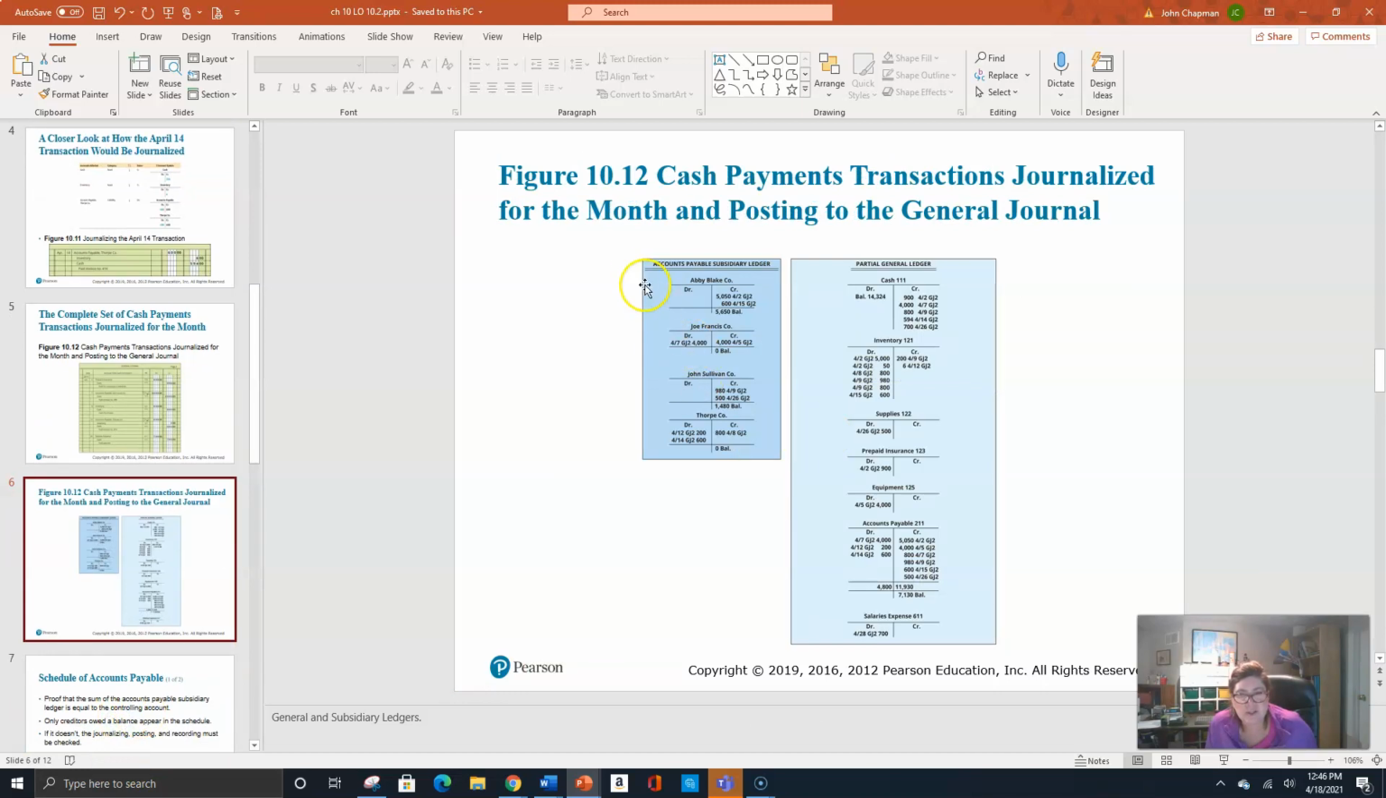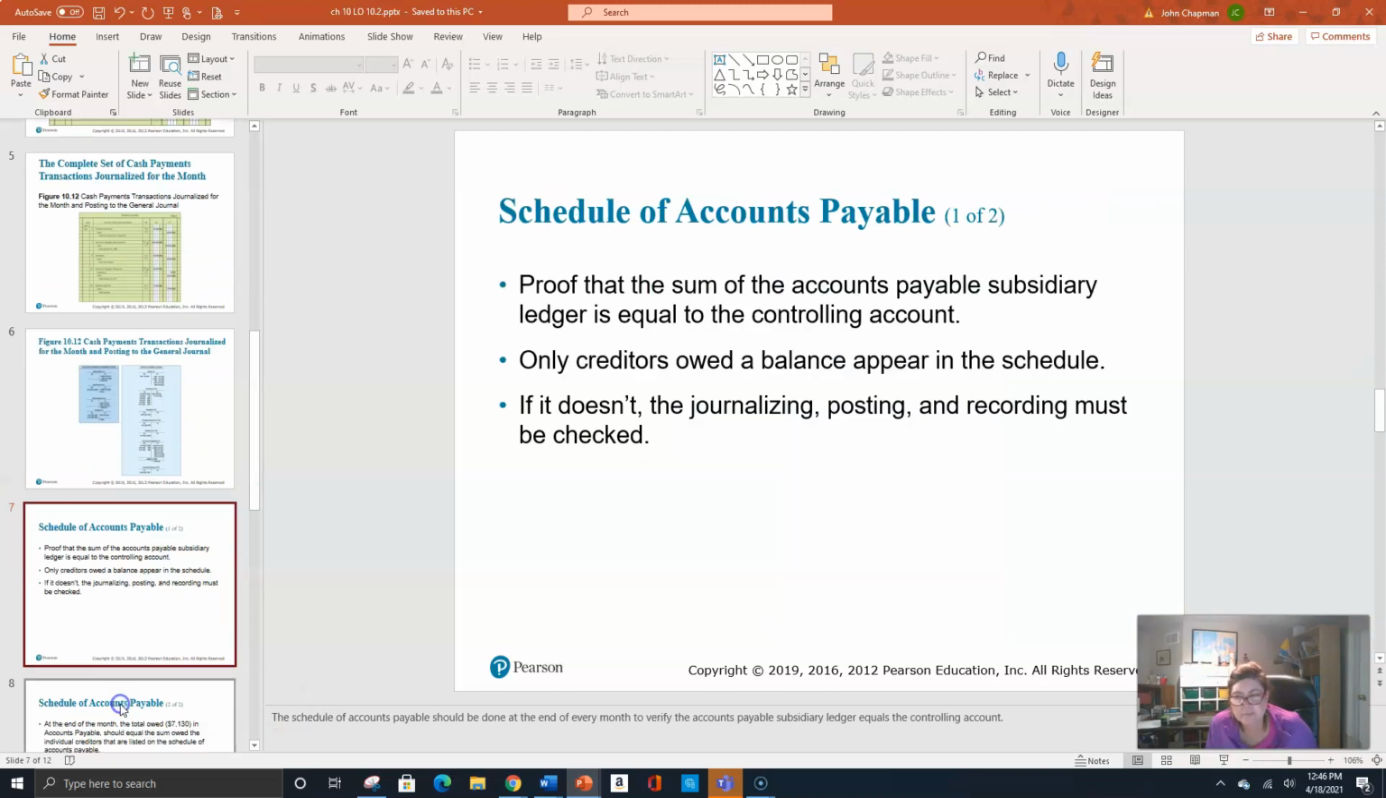So again, a look at your subsidiary ledgers. Compared to your accounts payable ledger, your balances should remain the same. This has a $7,130 balance. If we added up the $5,650 and the $1,480 balance, it should agree to that $7,130 balance.